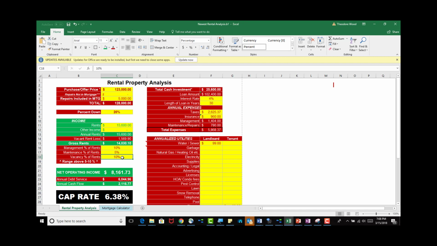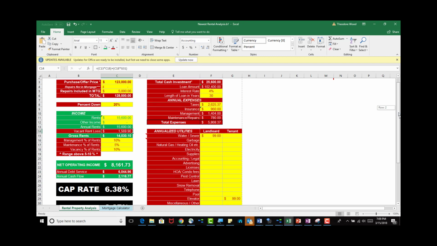Okay, so your gross rents is a green number. Annual rents, notice this, your annual rents versus your vacancy rent loss, okay, is $15.69. What I changed here from the old version of this rental property analysis to make it much more accurate is I figure out what my utilities are going to be, and it doesn't matter. I just put numbers in here to play with, but whatever they are.